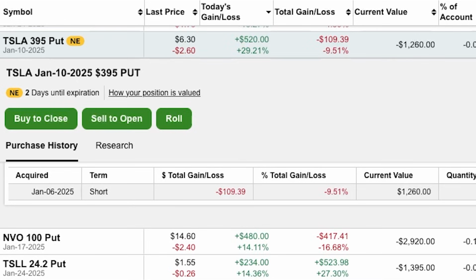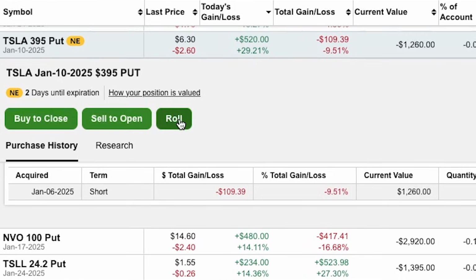Now, to do that, I'm going to have to go out further because this trade was expiring on the 10th. So I'm going to probably have to push it out at least a week, maybe 2 weeks to go down further for a credit. And so part of the convenience factor is having this roll button right here.